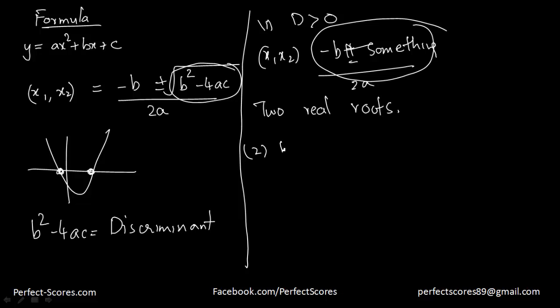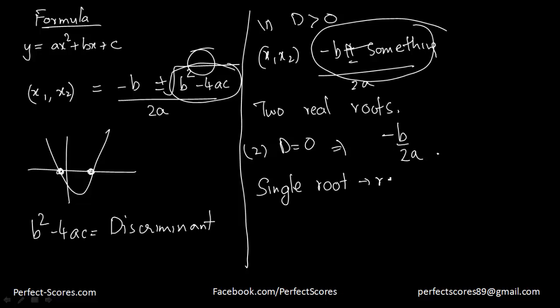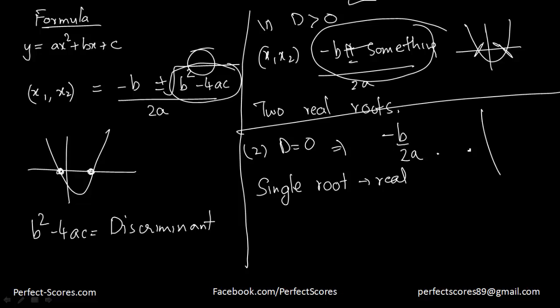And when d is equal to 0, this value would be equal to 0. The value of your root is simply going to be equal to minus b over 2a. That means you will get a single root, but a real root. Here the graph will cut the x-axis at two different points when d is greater than 0. When d is equal to 0, the graph will just touch the x-axis. One example of this function would be y is equal to x minus 3 whole square.